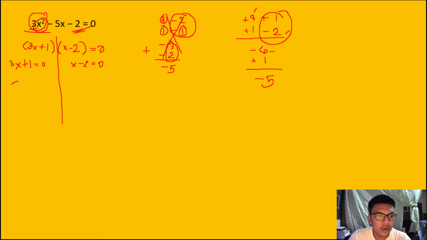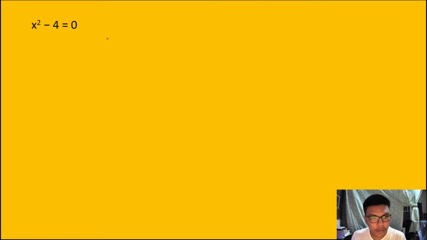Okay? So, solving for x, we transpose 1. So, we have negative 1. Then, we divide both sides by 3. We have now x = -1/3. Okay? Then, x - 2, lipat lang. To solve for x, we have x = 2. Ganun lang kadali. Okay? So, next problem.